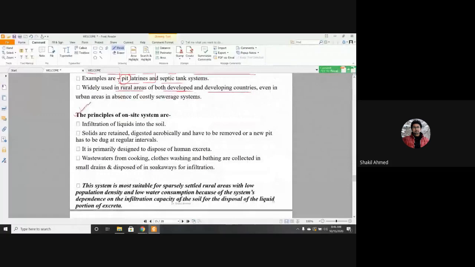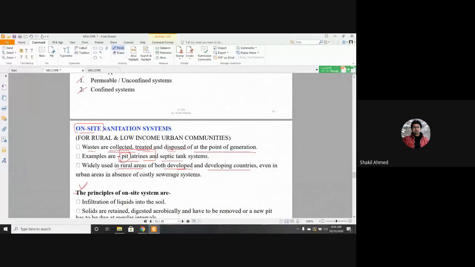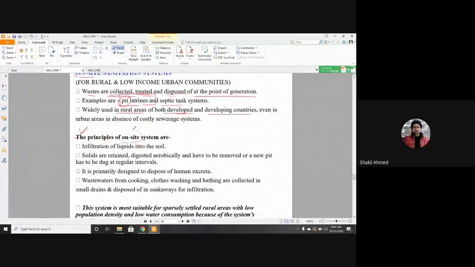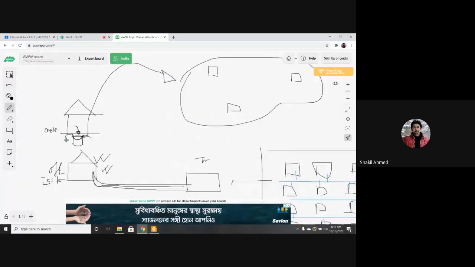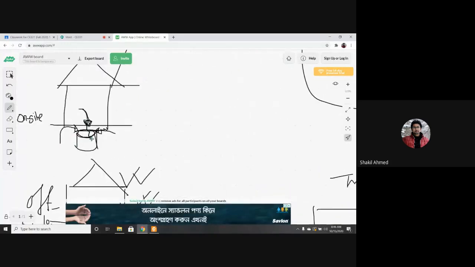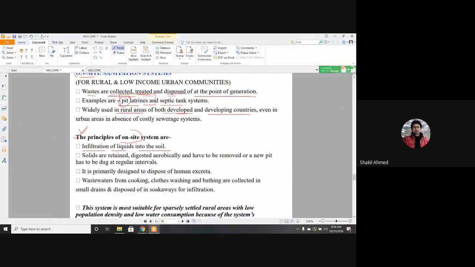The principles of the on-site system and off-site system, this is important. Here in the on-site system, infiltration of liquids into the soil is allowed. That means infiltration of the waste through the soil is allowed. Solids are retained, digested aerobically, and have to be removed, or a new pit has to be dug at regular intervals. It is primarily designed to dispose of human excreta, human solid waste. Wastewater from cooking, clothes washing, and baths is collected in small drains and disposed of in soakways for infiltration.